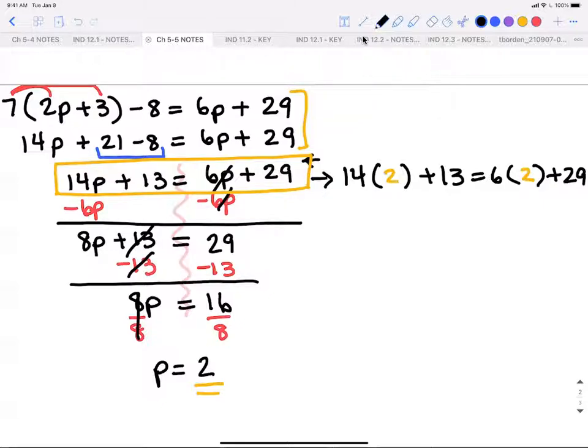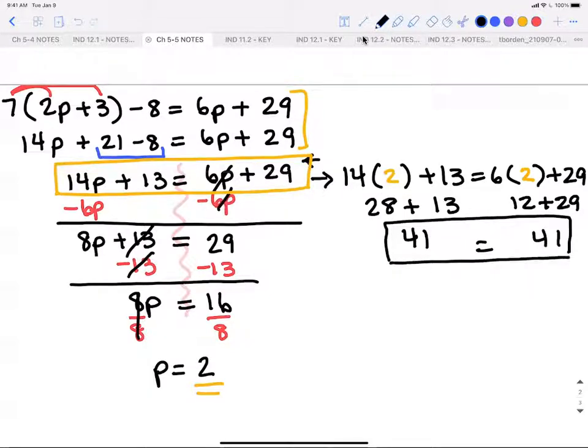14 times 2 is 28 plus 13. 28 plus 13 is 41. So if I simplify the other side, hopefully it comes to 41. That's our goal, right? 6 times 2 is 12 plus 29. 12 plus 29 is 41. So it works. My check checks out. So my answer is P equals 2, and it did work in my check.